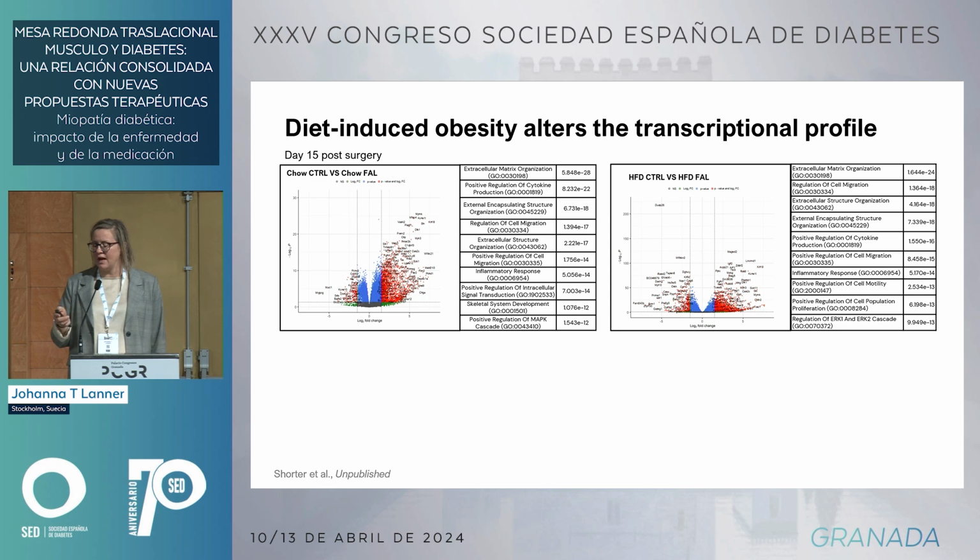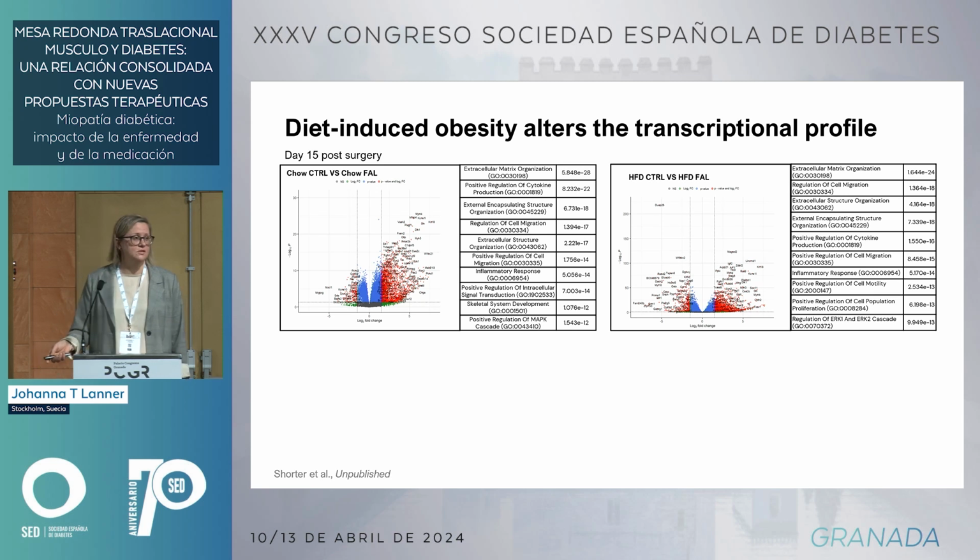You can see that in the healthy ones, so the normal chow, the response, this is a volcano plot, so down here is the fold change. To the right is if it increases, and to the left if it decreases, and this is how significant the response is. And you can see that in the normal ones, the response is much, much higher than we can see in the high-fat diet. And if anything, there's also more decline in transcriptional changes in the obese ones.